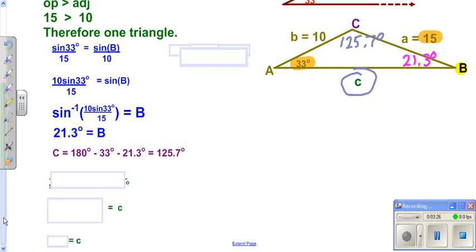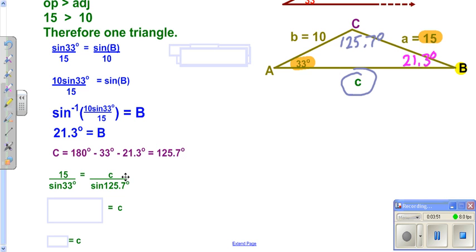So let's use law of sines. I'm going to try to find side C. So if I'm going to try to find side C, I'm going to put C on top because that's my unknown, over the sine of the angle opposite that. Then I'll have to set that equal to my opposite pair that I started out with. So I've got to put my side over the top over the sine of my angle.